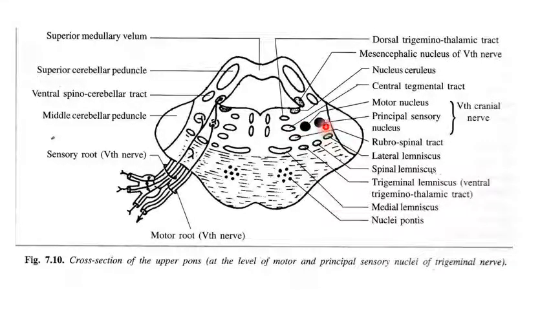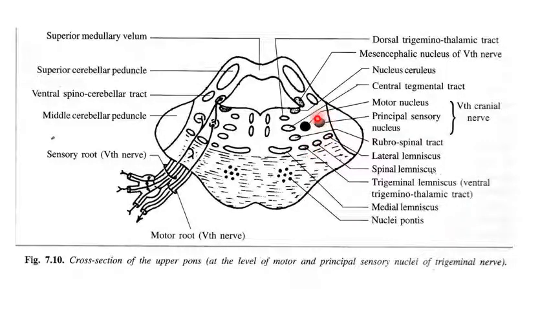The fibers from this principal sensory nucleus as well as the spinal nucleus, which we have seen in the lower part of the pons, cross the midline and ascend as the ventral trigeminothalamic tract or trigeminal lemniscus. So the trigeminal lemniscus is just fibers from the principal sensory nucleus and spinal nucleus of the trigeminal nerve of the opposite side. From the opposite principal sensory nucleus and spinal nucleus, the fibers ascend as the ventral trigeminothalamic tract or trigeminal lemniscus.